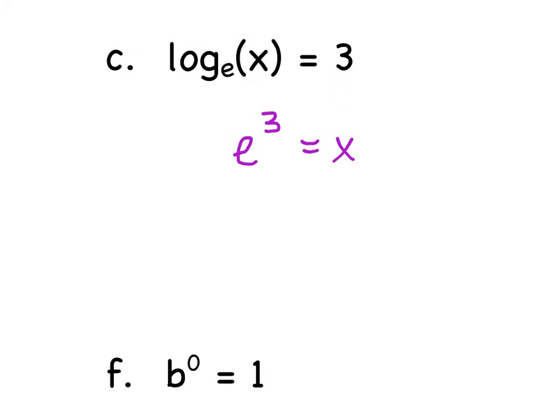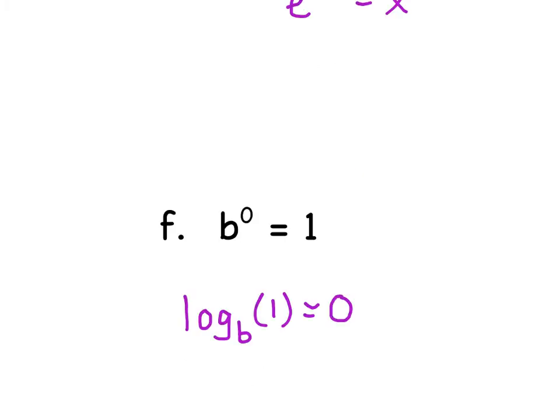Now you try F. b to the 0 equals 1. Identify your base, and go from there. Okay, so we identify our base, log base b of 1, that becomes our argument, and we set it equal to that power.